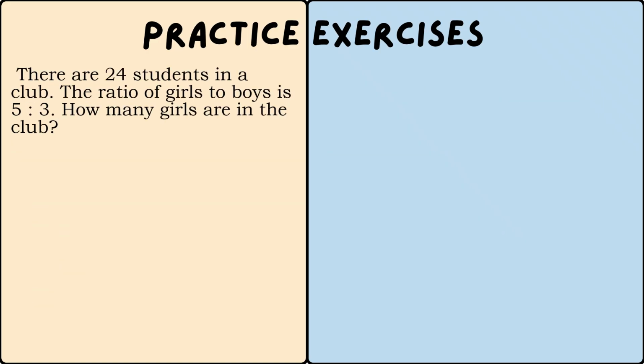There are 24 students in a club. The ratio of girls to boys is 5 is to 3. How many girls are there in the club? A, 10; B, 12; C, 15; or D, 18? What do you think the answer?